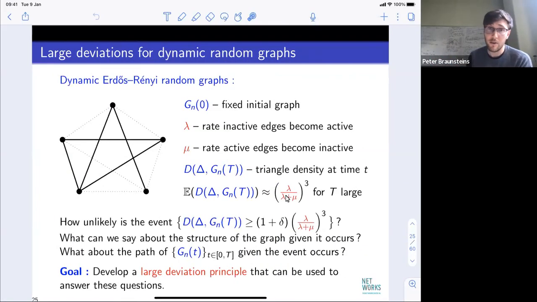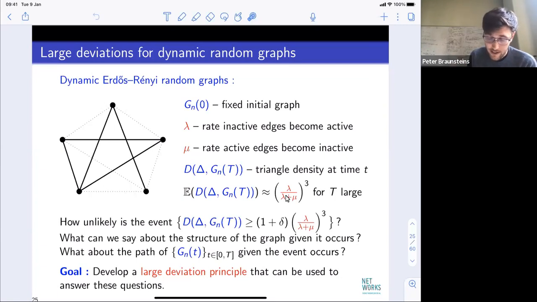Okay, so this is the slide that we saw earlier. I just wanted to remind us what our notation is and what our goal is. We're starting from a fixed graph. Edges turn on at rate lambda, edges turn off at rate mu. We're interested in subgraph densities, in particular the triangle density. In this graph there's one triangle, but if the graph were complete, so if every edge was present, there would be 10 triangles. So the triangle density is 1 on 10.